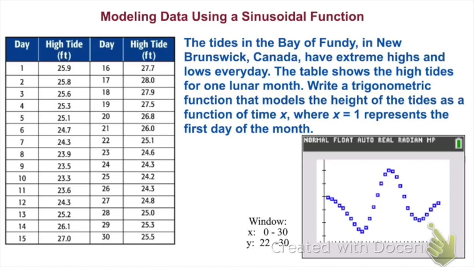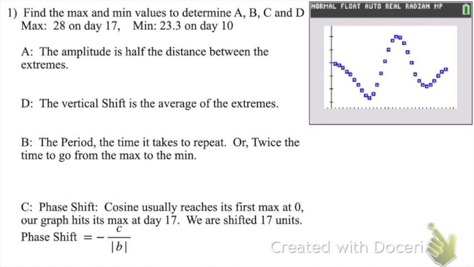The way this one is peaking, I would probably use a cosine function, and then we will do a shift. Our cosine function has a peak right here, and we can use this because our cosine parent function is at 1 when we have 0 degrees. So we can use this to help write an equation. To write the equation, we are going to look at our max and min values and determine our A, B, C, and D for our function.